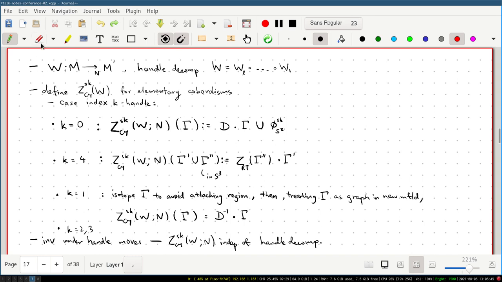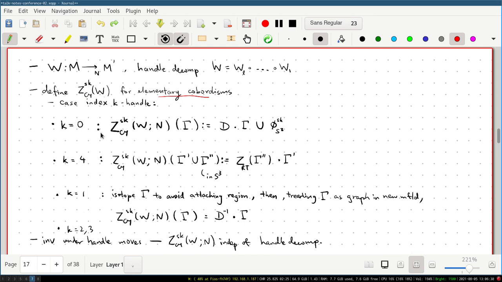So next we can define the skein version of Crane-Yetter for four manifolds by using a handle decomposition of the cobordism for this four manifold. We just have to define for elementary cobordisms what this means. And then the claim is that this definition is invariant under handle moves, so that the overall cobordism is assigned an invariant that's independent of the handle decomposition.